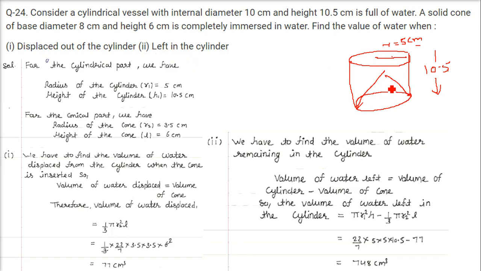Okay. So what are the cylinder parameters? The radius is given as 5, the height is 10.5. So we can find the volume of the cylinder first of all, that is pi r square h. But before that, as I said, the volume of this cone is equal to the water being spilled out. So the water displaced out of the cylinder is nothing but the volume of the cone. So let us go to the cone first. In this cone, the height is 6. So 6 is the height here. And the base radius is 8. Let me just change it to 7.